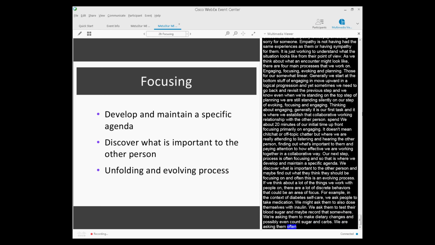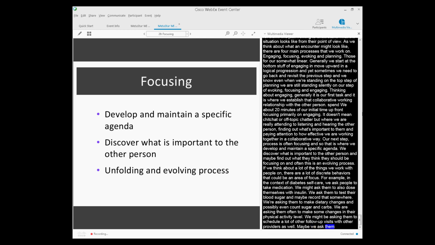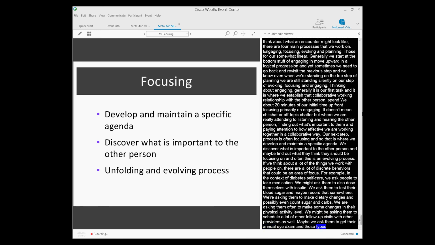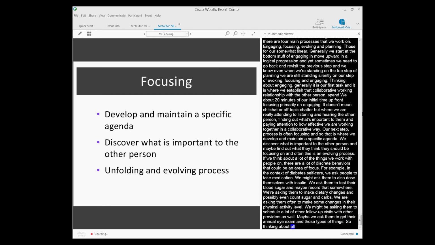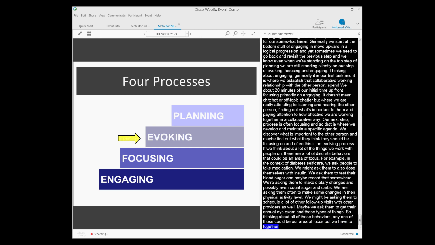And we might be asking them to schedule lots of other follow-up visits with other providers as well. Maybe we're asking them to go get their annual eye exam, those types of things. So thinking about all of those discrete behaviors, any one of those could be our area of focus. But we have to sort of, together with the other person, figure out what we are talking about. And then once we've got that agenda in hand, then we move on to evoking.